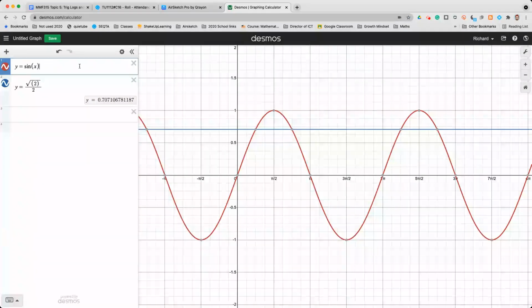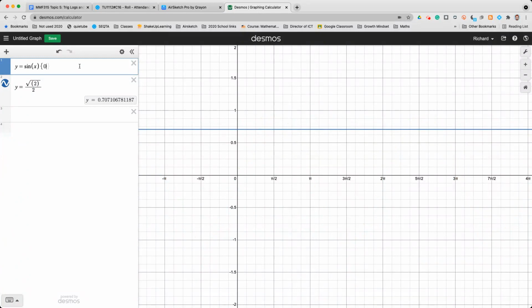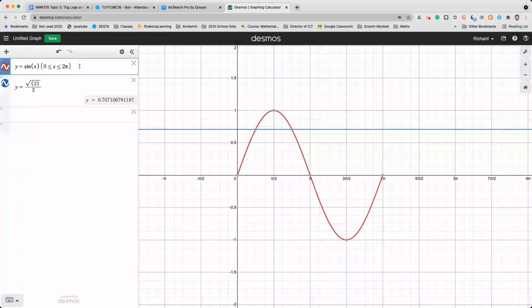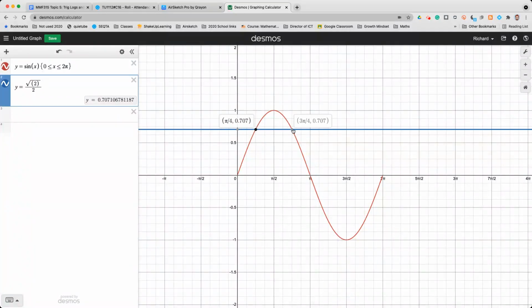Graphically, what I'm really doing is I'm going 0 less than, so you can use squiggly brackets to do domains in Desmos, less than or equal to 2 pi. Close squiggly brackets. And now you can see there are only two possible solutions because I've limited my domain to just this area here.